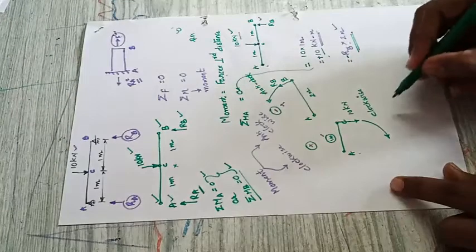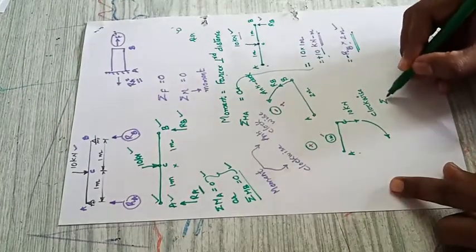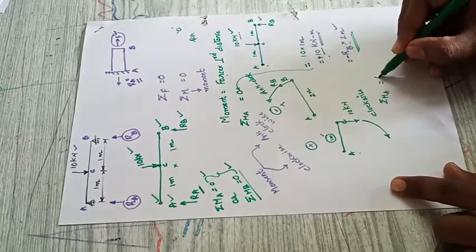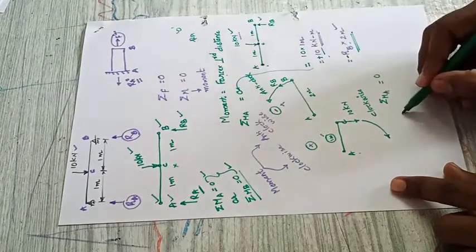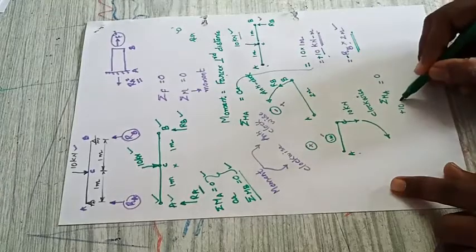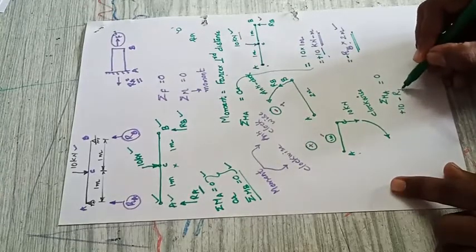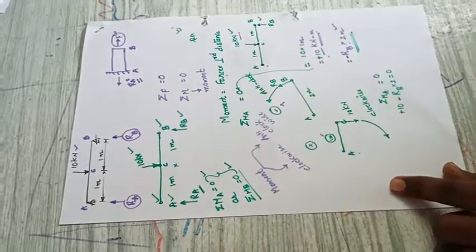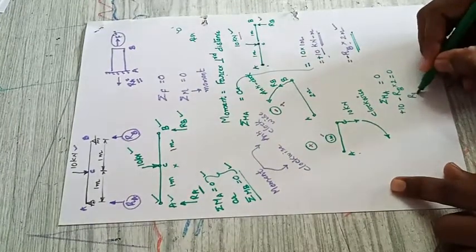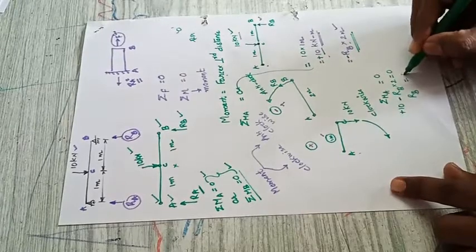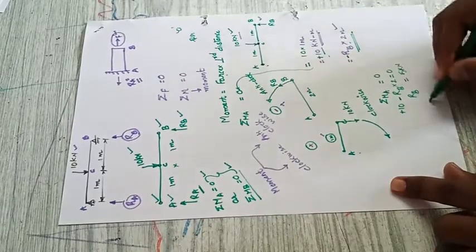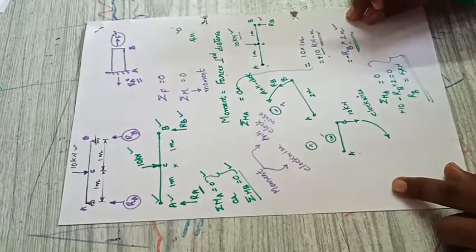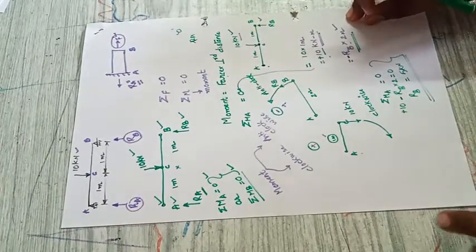So I will write here as summation of the moment about A is equal to 0. Then I will write here as 10 minus RB into 2 is equal to 0. Therefore, RB is equal to 5 kilonewton. This is the reaction force that you can get it from the moment.